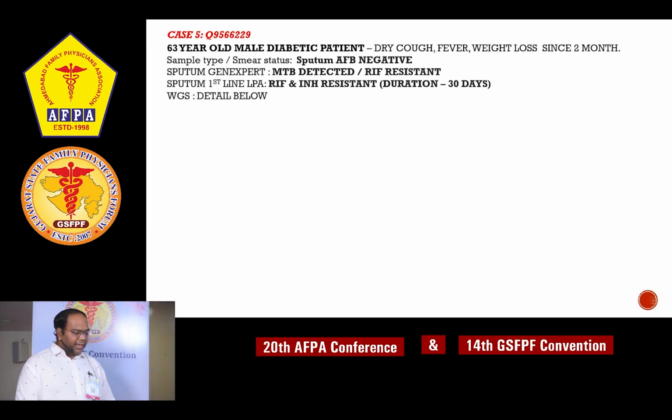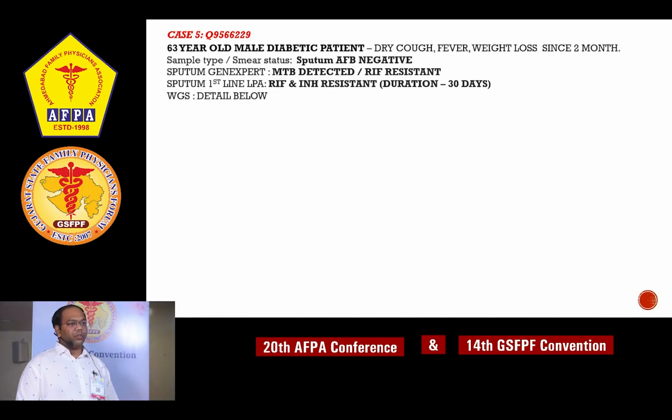A 63-year-old male patient, a known case of diabetes, with dry cough, fever and weight loss since 2 months. Sputum examination was done, and it is sputum AFB negative. Sputum GeneXpert is done and it is found to be Mycobacterium TB detected with rifampicin resistant. So this is the trap. Sputum first line LPA report also shows rifampicin and isoniazid resistance.